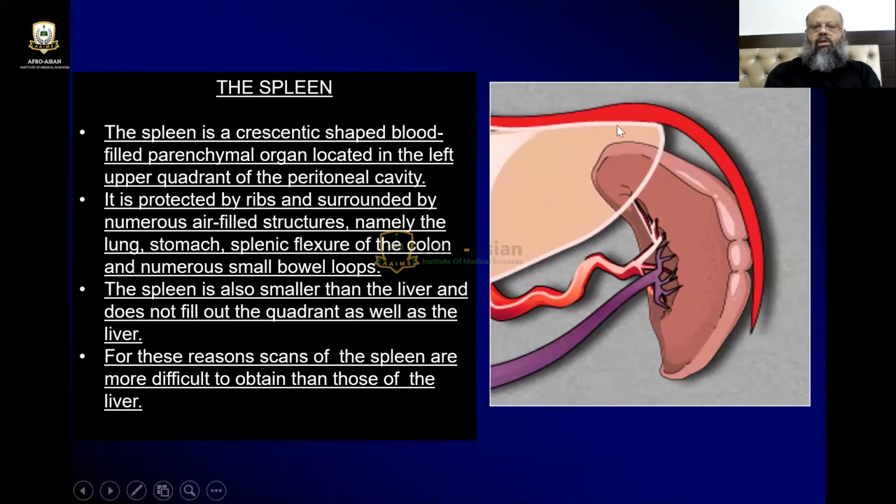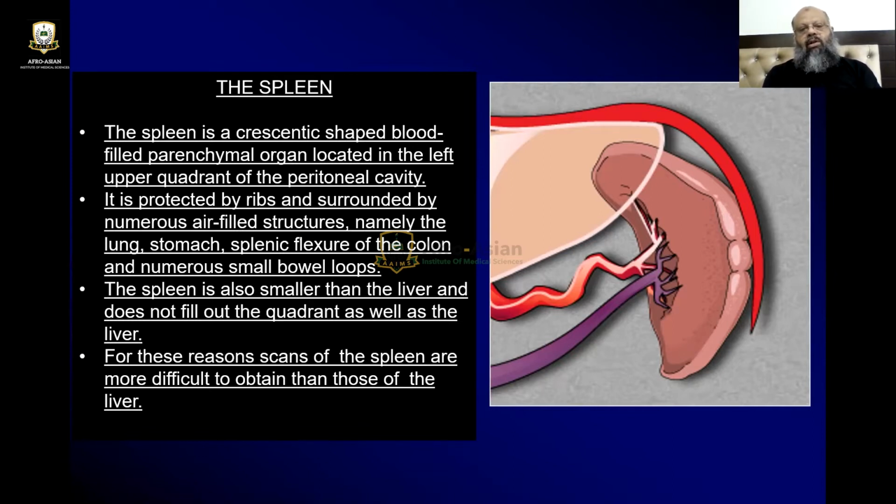You can see this is the diaphragm, and we have the left lobe of the liver, and then the spleen. It is protected by ribs and surrounded by numerous air-filled structures, namely the lung, stomach, splenic flexure of the colon, and numerous small bowel loops. So all these structures are covering it.